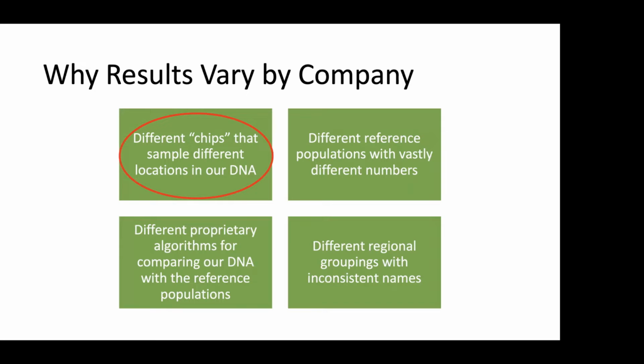The sampling for these tests is done through what they call chips. The first companies used an off-the-shelf chip that sampled the same locations. Now, most of them are using customized chips. For example, a company that's also interested in the health side of DNA testing will choose more medically significant locations.